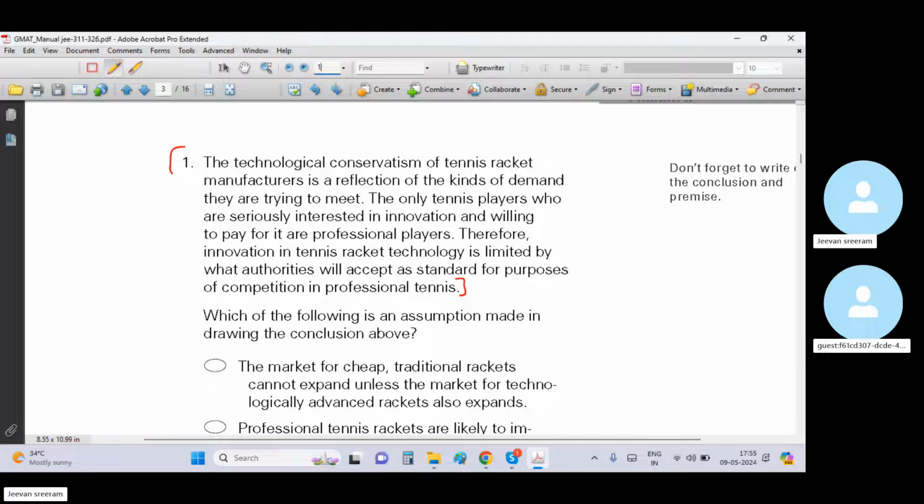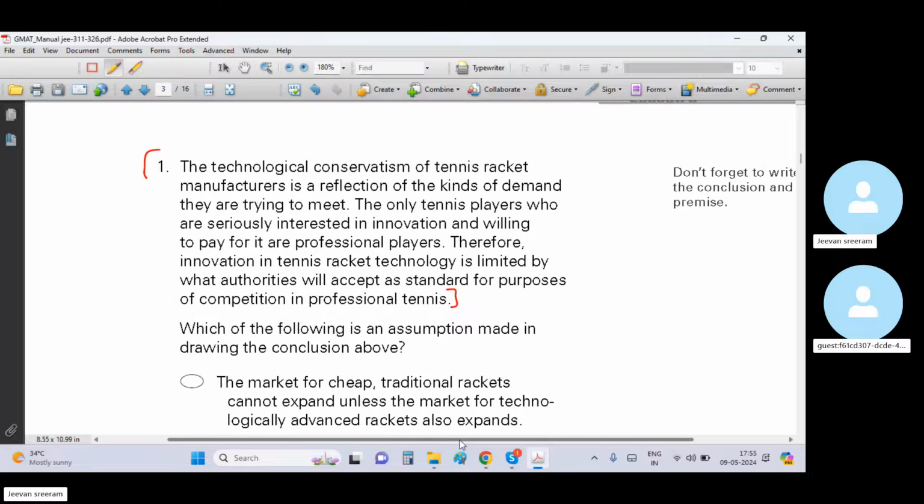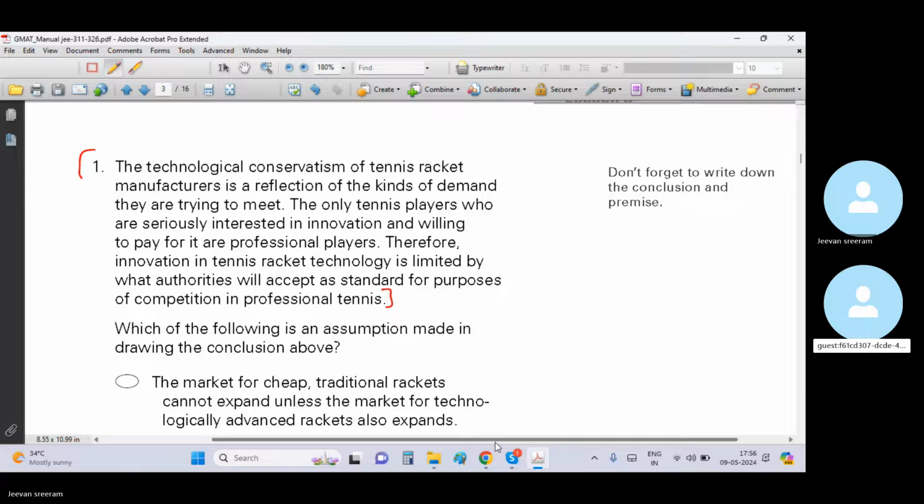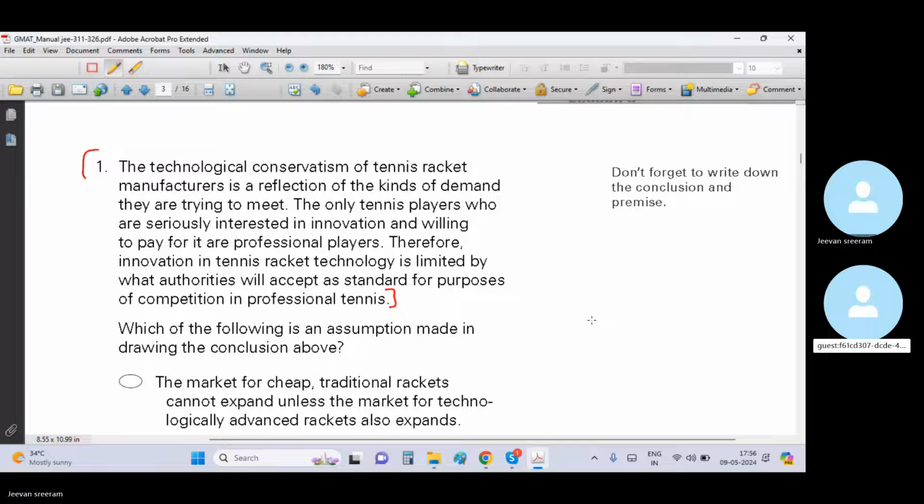The technological conservatism of tennis racket manufacture is a reflection of the kinds of demand they are trying to meet. The only tennis players who are seriously interested in innovation and willing to pay for it are professional players. Therefore, innovation in tennis racket technology is limited by what authorities will accept as standard for purposes of competition in professional tennis.